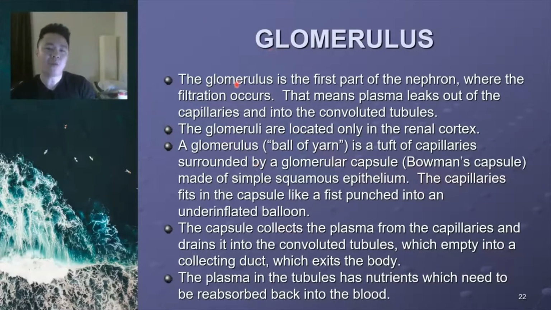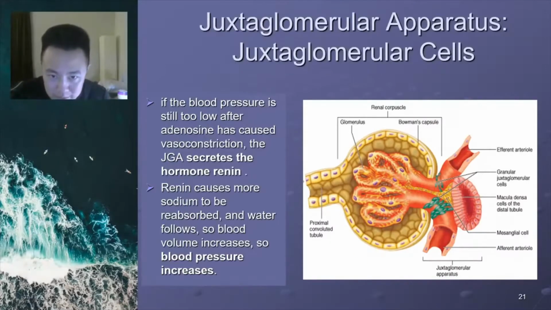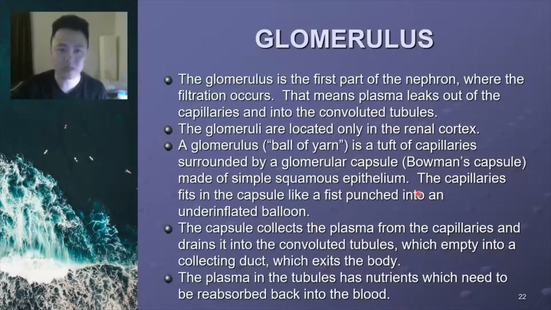Now that glomerulus is the first part of the nephron, and that's this structure right over here. This one here, that's a glomerulus. And that's where the filtration occurs. And that means that the plasma leaks out of the capillaries and into the convoluted tubule, more particularly the proximal convoluted tubule. Now it is located only in the renal cortex. You will not find the glomerulus in the renal medulla, in the center core. It's on the outer edges of the kidney.